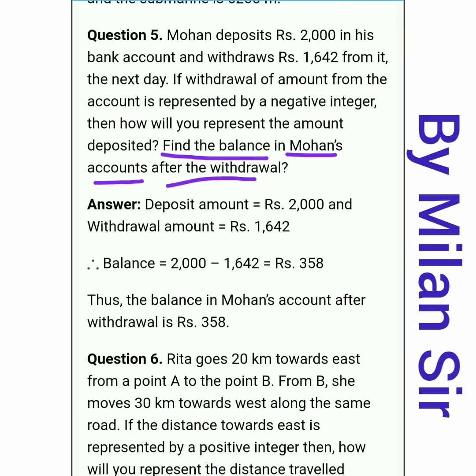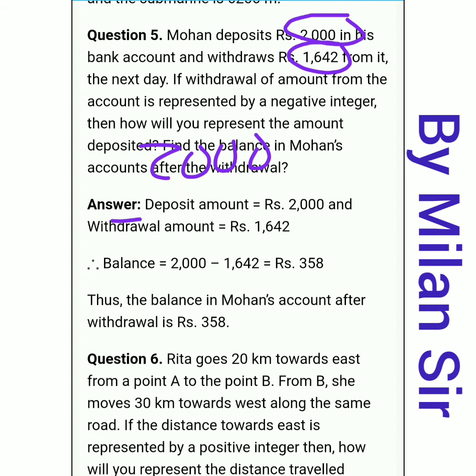Now the second question: find the balance in Mohan's account after the withdrawal. So the balance is equal to, initially how much did Mohan deposit in the bank? 2000. So first of all Mohan has 2000 in the bank, right? Now if Mohan withdraws 1642, then we need to subtract it. If we withdraw 1642 from the 2000, how much remains? That is the balance, right?